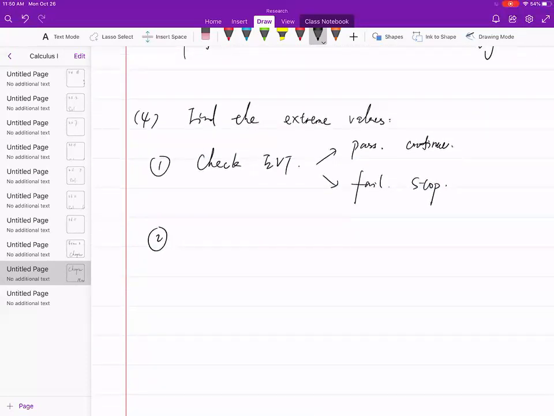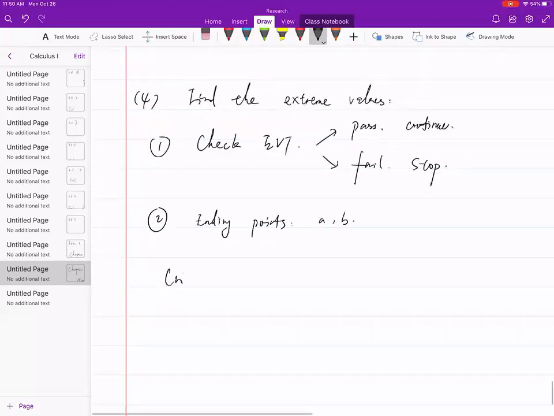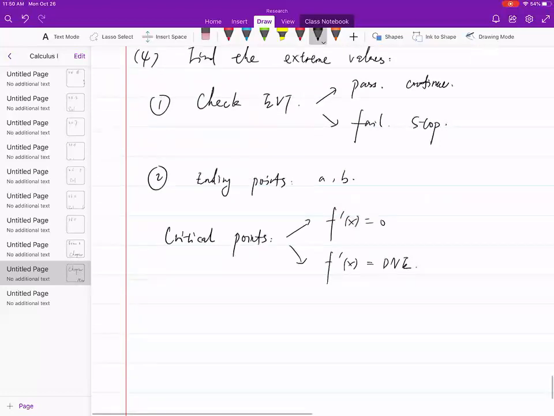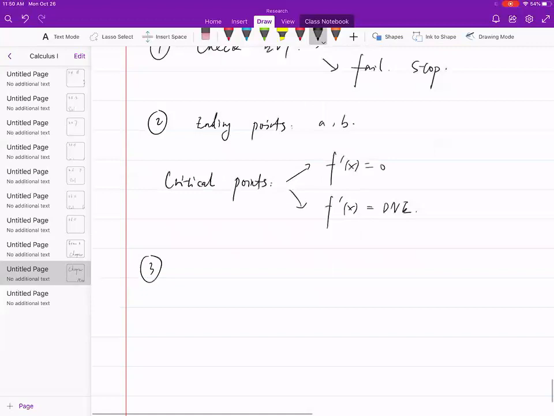Second, if it passes, you find all your candidates, which are the 2 endpoints, which are easy, A and B, and the critical points, which you find by doing this and doing this. After step 3, you have a pool of points. You may have 15 of them. You may have 2 of them, 5 of them, whatever.